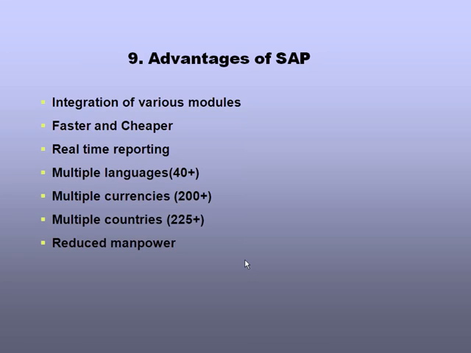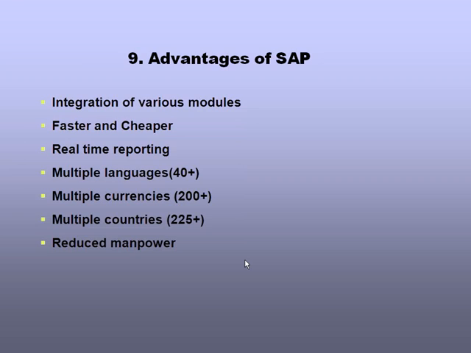You can see integration of various modules is possible, quite good in fact, and faster and cheaper, because you have got a process model where more than 1,000 ready-made processes are available. You adopt a process according to your customer requirement and then modify it. You need not build the application right from scratch. That's the advantage, and therefore it is faster and cheaper. What we call RAD, Rapid Application Development Tool. And then real-time reporting.